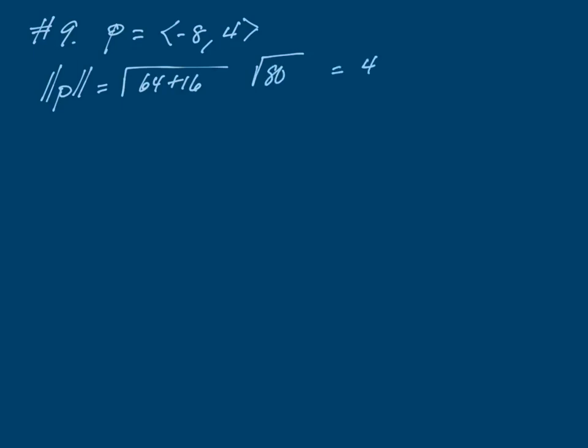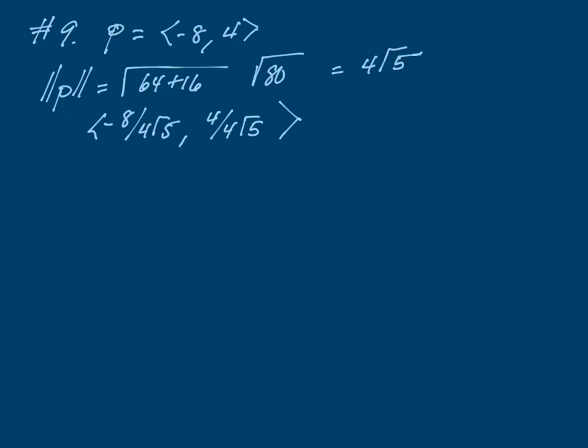We have p equals -8, 4. So let's see. We want the magnitude of p. And so that's the square root of 64 plus 16, or the square root of 80, which is 4 square root of 5. And so we have -8 over 4 square root of 5 and 4 over 4 square root of 5.